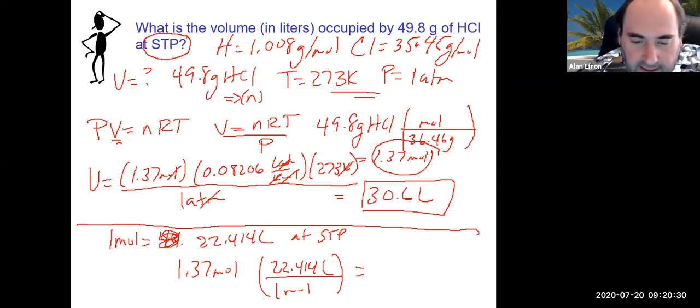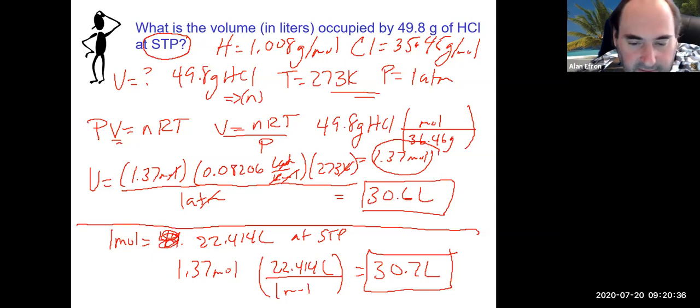We get something like 30.7 liters. Again, I rounded here on the second one, not the first one, but pretty much the exact same answer. So you can go either way. And again, here I didn't really round this number. I just used what was in my calculator. So that's the slight difference that you have.